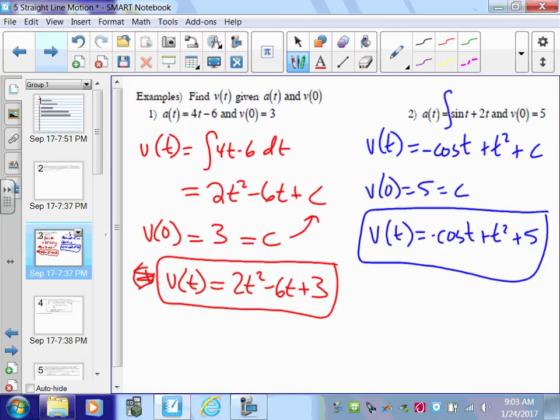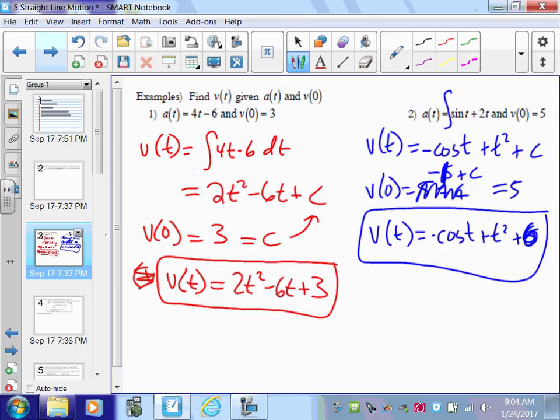Is it 5 or 6? Oh, sorry, it's 6. What am I doing? Negative cosine. At 0, so v of 0, my bad, is negative 1 plus c, when you plug in 0. Negative 1 plus c is 5, so therefore c has to be 6. Thank you for catching that. I was getting lazy.